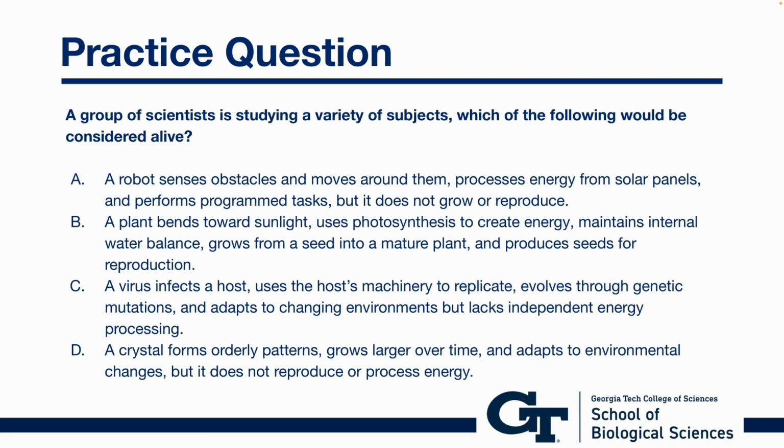Okay, so here we are at one of those questions where you have to distinguish if something is alive. Let's look at our answer choices. The first thing we see is a robot. It can move, it can process energy, it can perform programmed tasks, but it cannot grow or reproduce. Therefore, is it alive? Obviously not. No, it is not alive because living things have to grow.